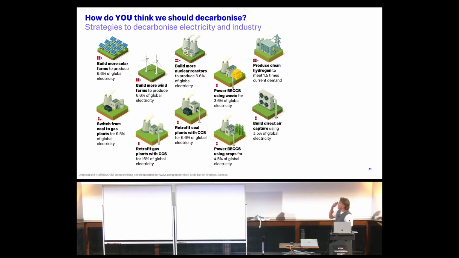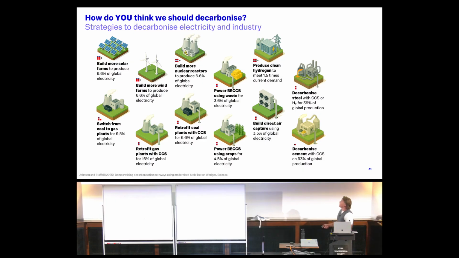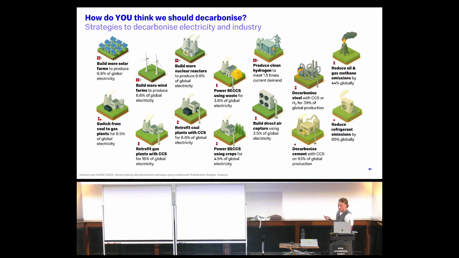But doing so would be an immense undertaking. To achieve a wedge, we would need to deploy 500,000 of the world's largest direct air capture facility. Out to 2050, that's roughly 50 plants per day. We could decarbonize steel and cement using CCS, or in the case of steel, we can also use some clean hydrogen. With cement, you have to capture the emissions from almost all of the plants, and for steel, use a combination of hydrogen and CCS across 40% of plants to achieve a wedge.